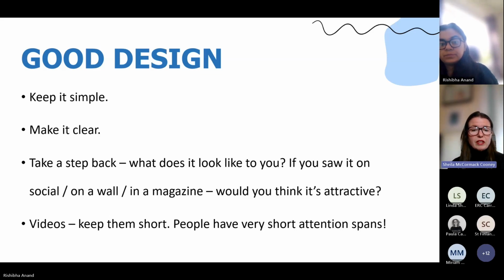Videos are super effective and they're really useful nowadays, so keep them short. We all have very short attention spans. You know the way that you look through TikTok or through Instagram videos, it's just flip, flip, flip, flip, flip. So unless something is clever or really well designed, you're not going to look at it. So keep them short, okay?